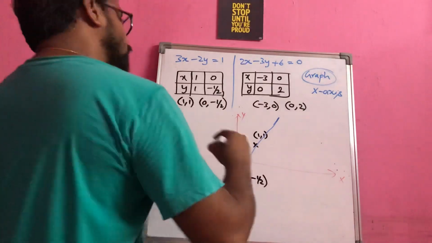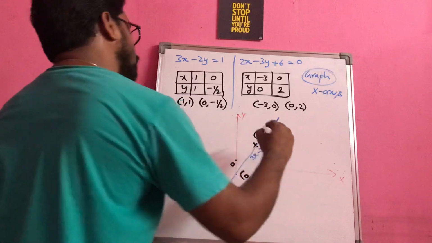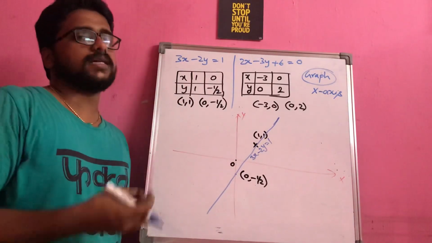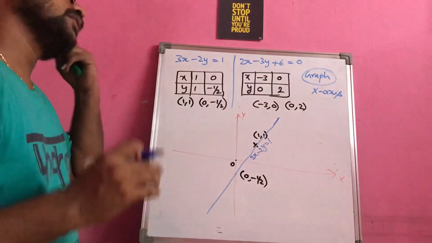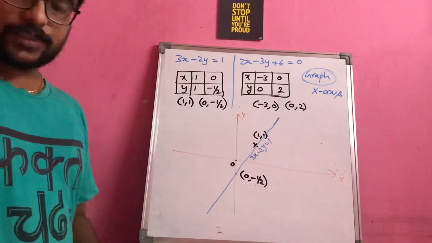And in the examination, please try to represent the line like this: 3x minus 2y is equal to 1. Why? Because whoever is checking your paper will understand that it is the first line, for better clarity while correcting the paper. Now come to the next one.